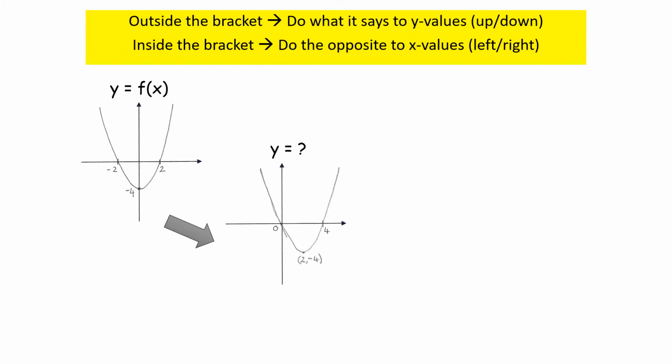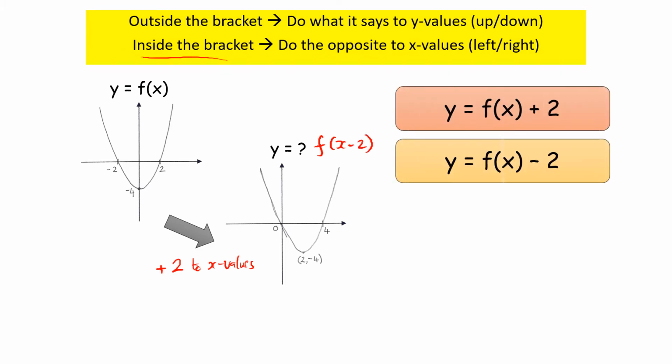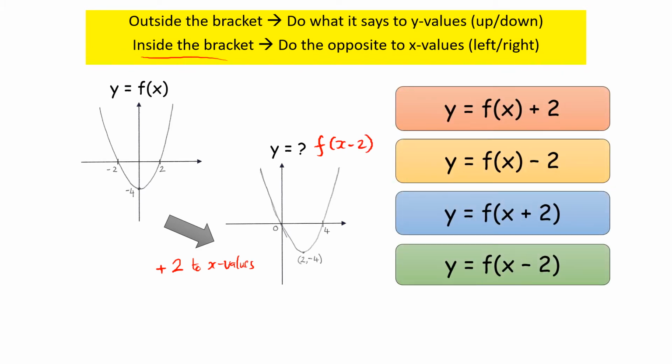So if we're talking about going again from the graph and the arrow from f of x to this other one, what's actually happened there? Well, the graph has moved 2 to the right, so plus 2 to the x values. Now what does that mean? So inside the bracket, do the opposite of this. So inside our bracket, we are going to minus 2. So of our possible choices, this would be this one here.